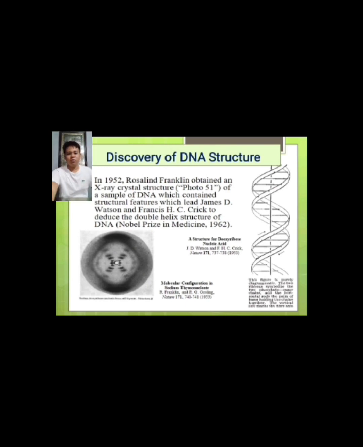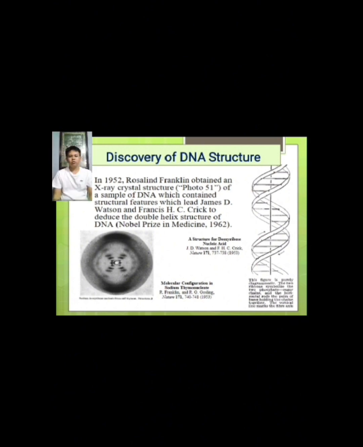In 1952, Rosalind Franklin obtained an X-ray crystal structure of a sample of DNA which contained structural features which led James D. Watson and Francis H. C. Crick to deduce the double helix structure of DNA. So in 1952, Rosalind Franklin took a special photo of DNA using X-rays. This photo showed that DNA looked like a twisted ladder, which was a big clue. James Watson and Francis Crick used Franklin's photo to figure out that DNA is shaped like a double helix, like a spiral staircase with two sides.